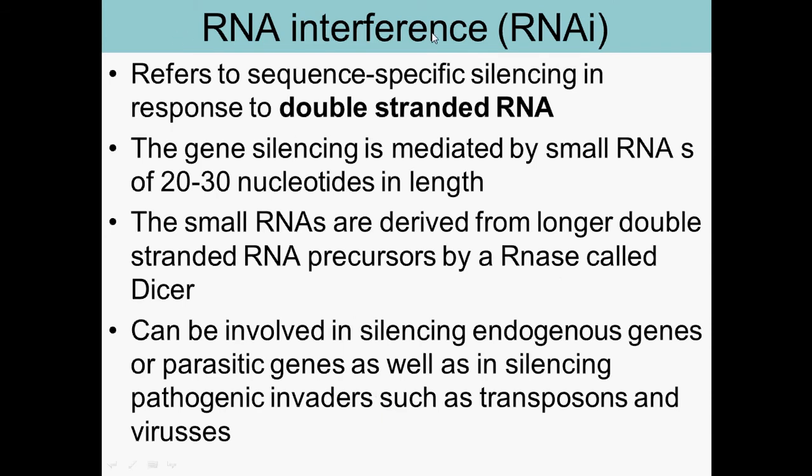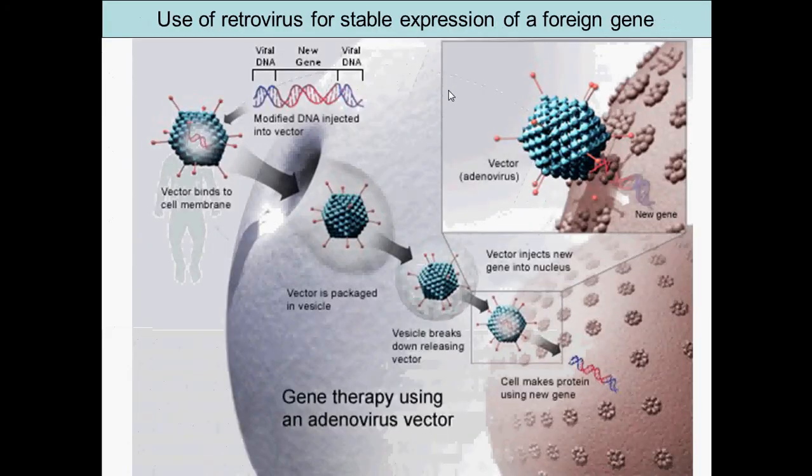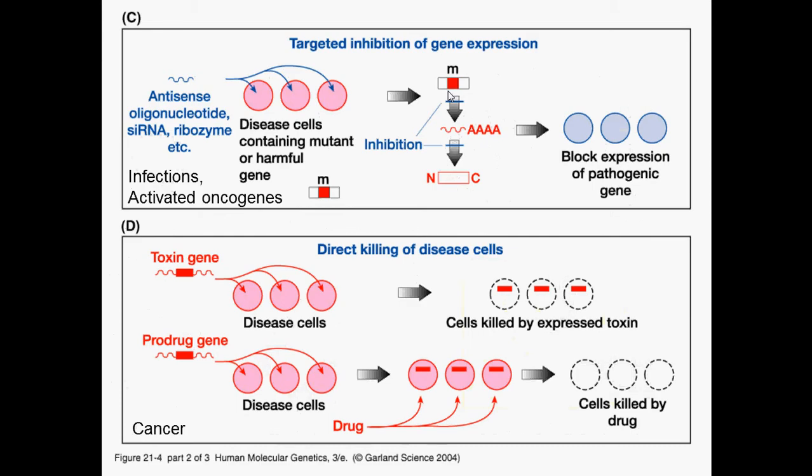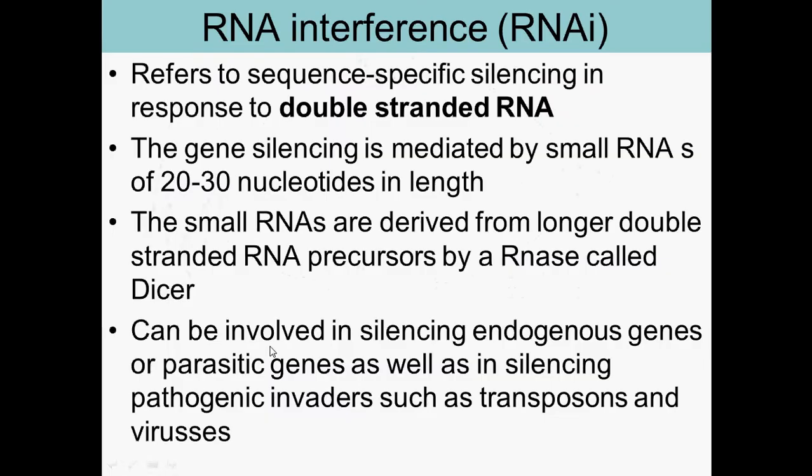So RNA interference. This one, we said we'll talk about it later. So it's about how to mess up a gene that's toxic or causing a disease. That gene you wanna stop.